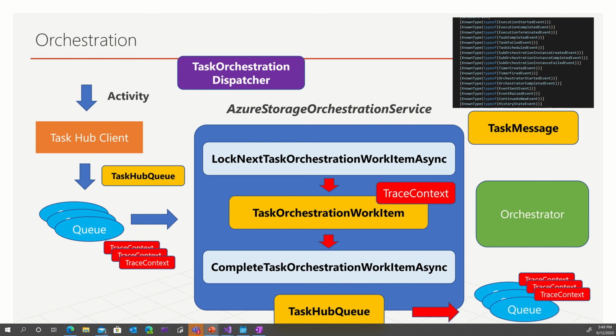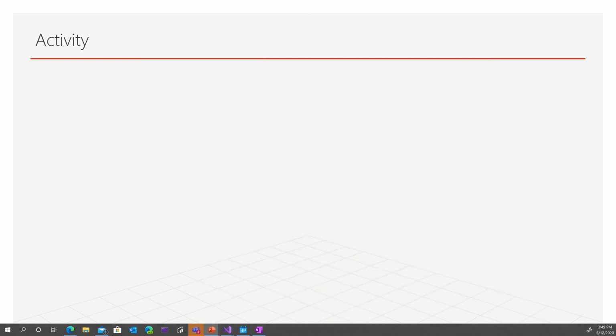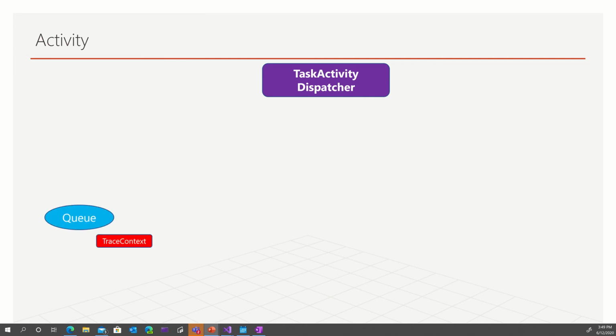It could be several, but generally speaking, it is only one. So this stuff is happening inside of the orchestrator. Sometimes it's several. And then for the activity, this is just a single. There is a task activity dispatcher that is organizing everything. So the queue is coming.